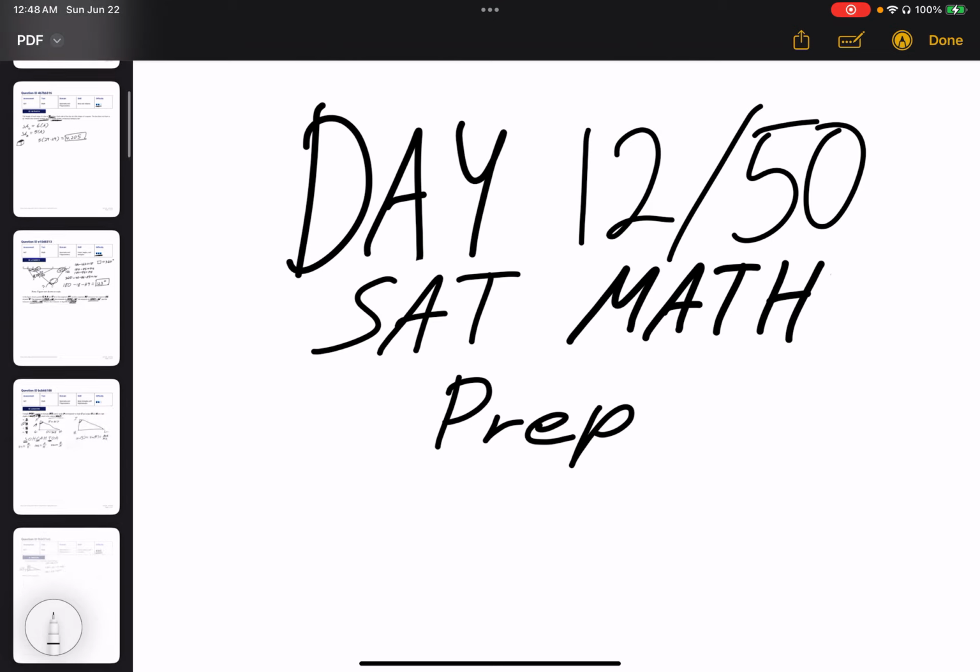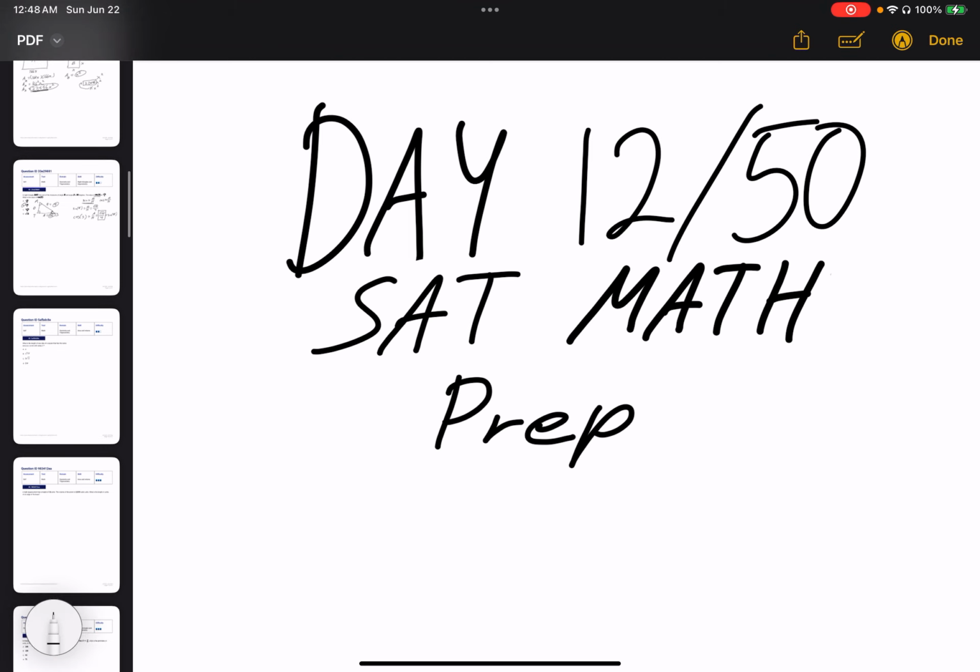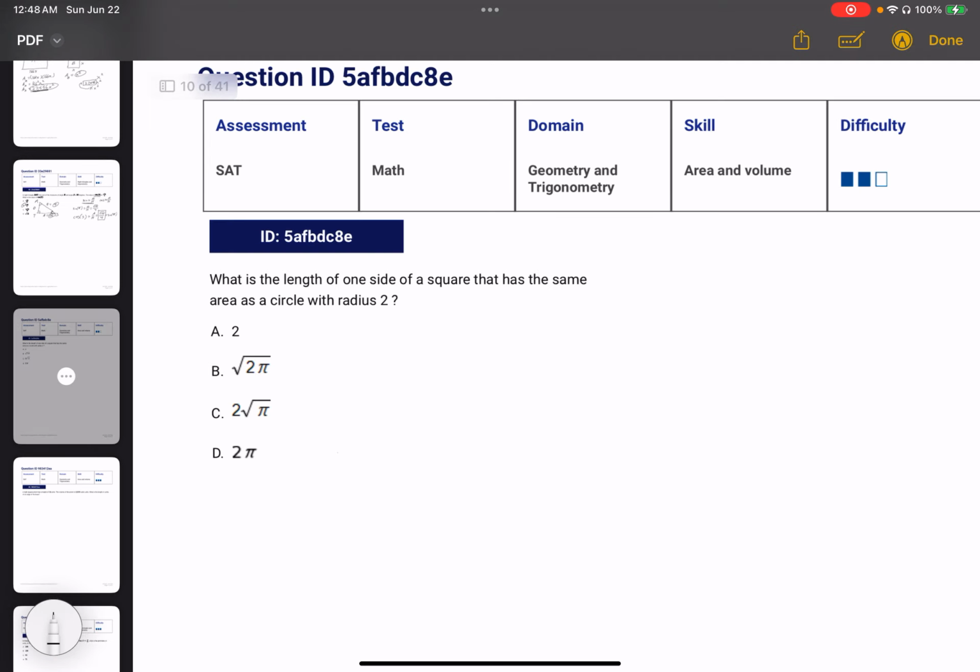Looking at our first problem, we have a geometry question. What is the length of one side of a square that has the same area as a circle with radius 2? So a circle with radius 2, what is the area of a circle? It is pi r squared. So when the radius is 2, we plug in 2 over here, that's going to be 4, so we get 4 pi. So that's the area of a circle with a radius of 2.